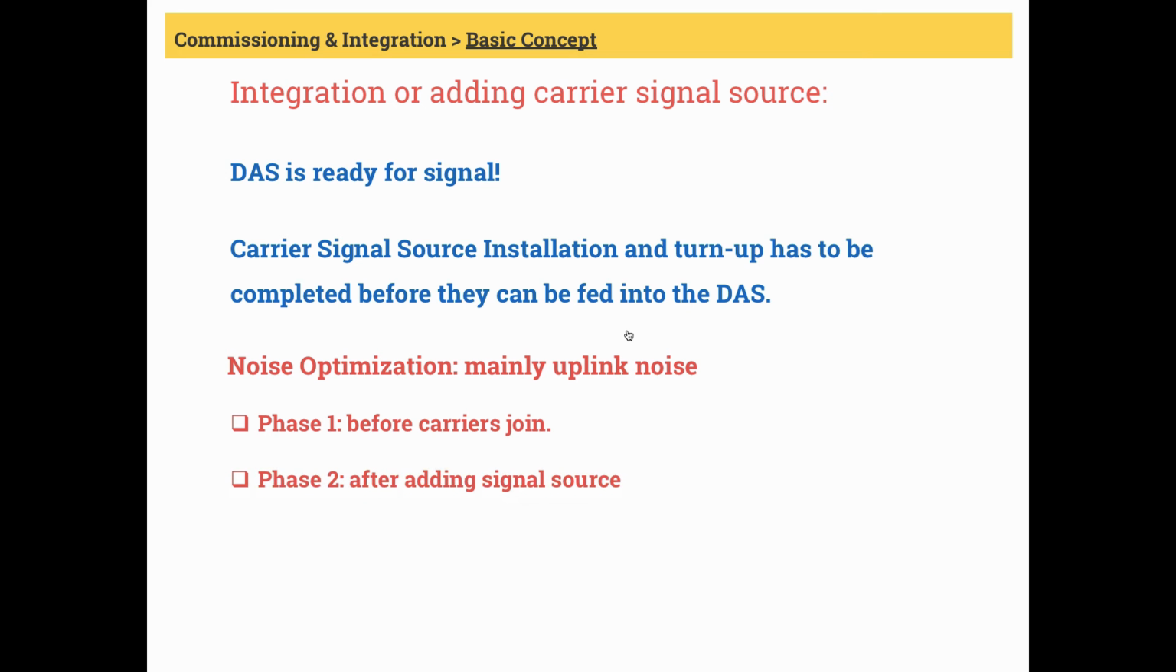Phase 2, which is after adding signal source, is the noise optimization done after adding the signal source. DAS engineers will have to do this noise optimization separately with each carrier. At this point, the carriers can start collecting signal data to make sure DAS is working as expected, which is part of the acceptance and testing procedure or ATP process.